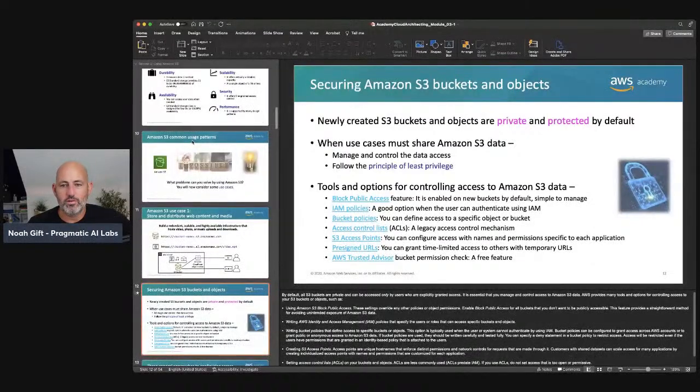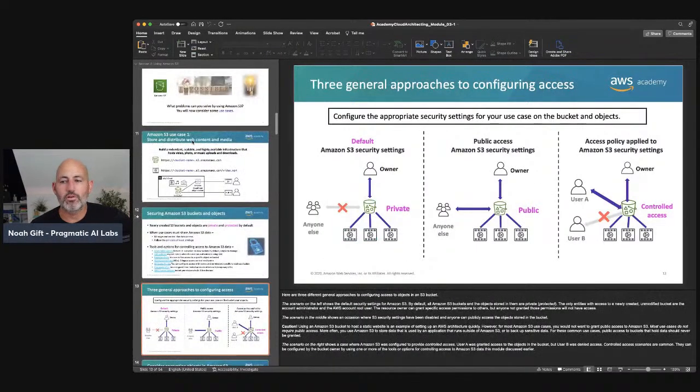One of the things you can do is you can actually secure them by doing things with the principle of least privilege. And so newly created S3 buckets and objects are private and protected by default. So you have to actually open those tools up. The 3 general approaches are going to be: default is basically no one gets it but the owner. The second general approach would be public. So you would go through and, I don't know, share some movie files out or something like that. Another one would be an access policy by S3 security settings.